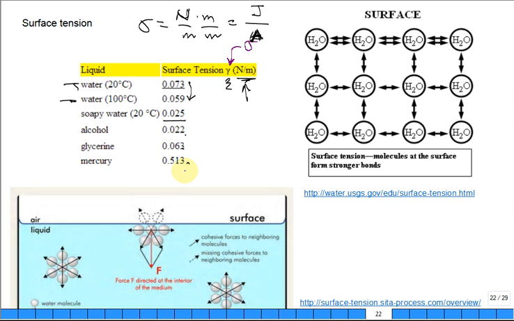Alcohol, glycerin, mercury. Mercury likes a high surface tension. It really likes to hold itself together. If you ever took a mercury droplet, don't do it. Put it on a piece of glass, it would lay there like a bead holding itself together.